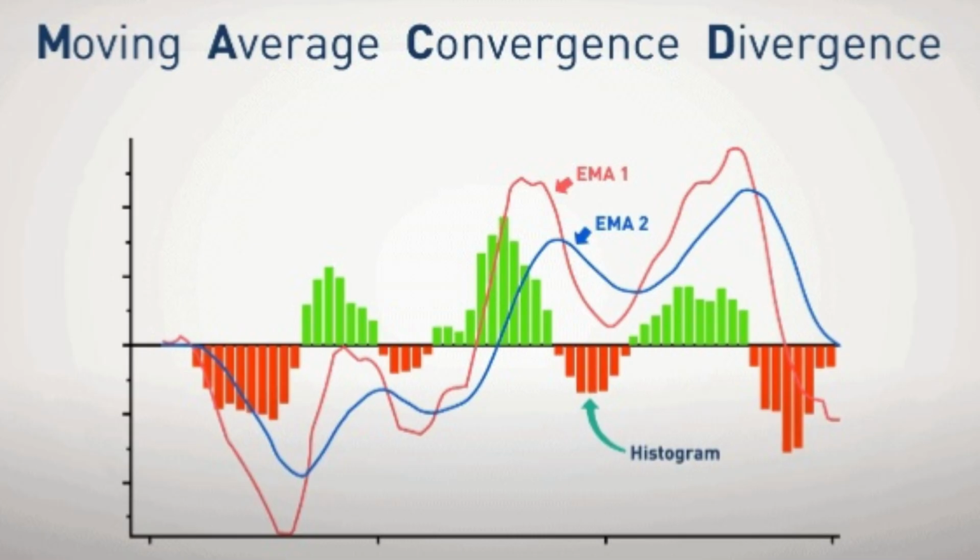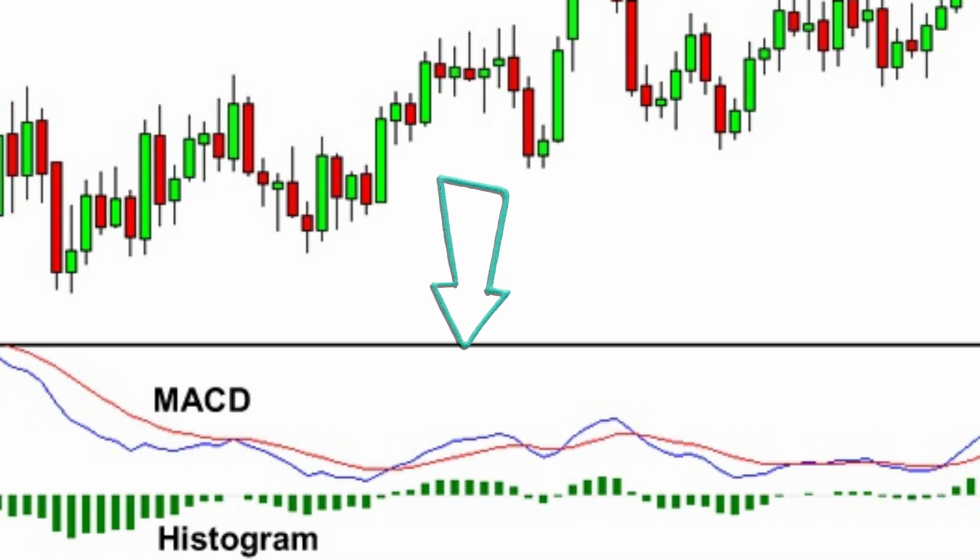MACD, moving average convergence and divergence. This is a very good oscillator. This is normally found at the bottom of the charts. And MACD has four major components. Let us look at all the four major components first, and then let us see how we can use MACD to improvise our trading strategy.